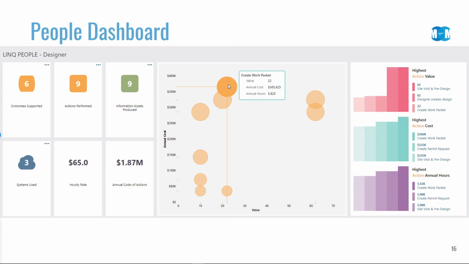Obviously, the high value, high cost items, we could probably save those till later on. There may be a way to lower cost on those, but we're going to focus first on these low value, higher cost items. And it gives us a direct view into where we can really get the most bang for our buck.